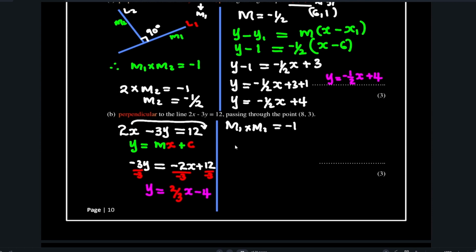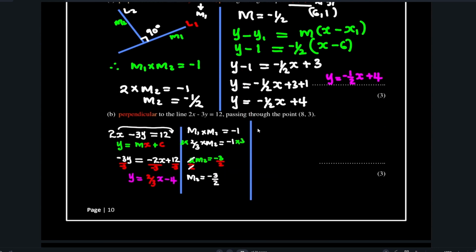So for us to find the gradient of the other line, which is perpendicular to this, we're going to say m1 times m2 equals -1, which is going to be 2 over 3 times m2 equals -1. We shall multiply both sides by 3 so that we get rid of the fraction. We remain with 2m2 equals -3, divide by 2 both sides, and our m2 therefore becomes -3 over 2, which is the same as -1.5.